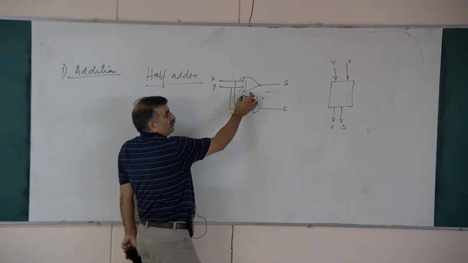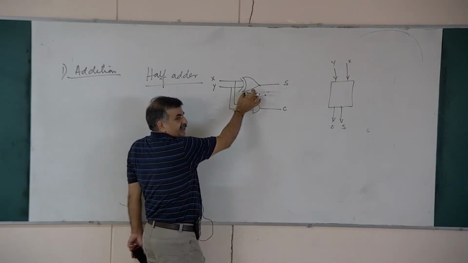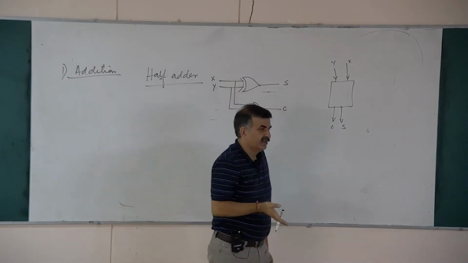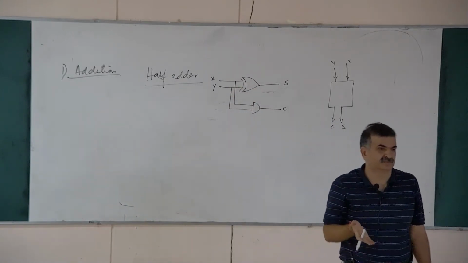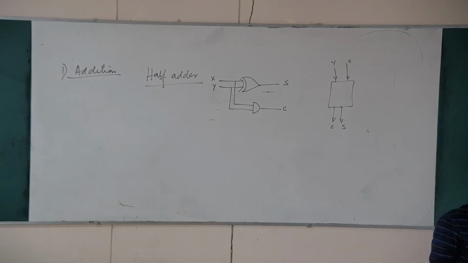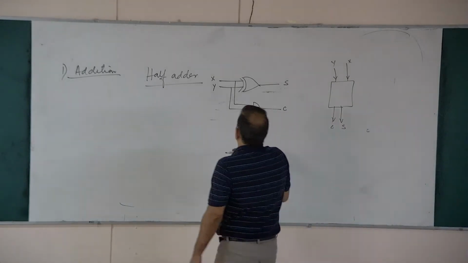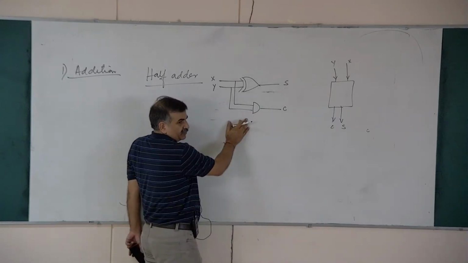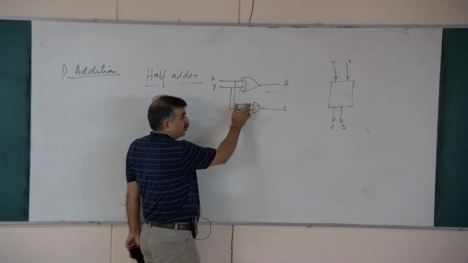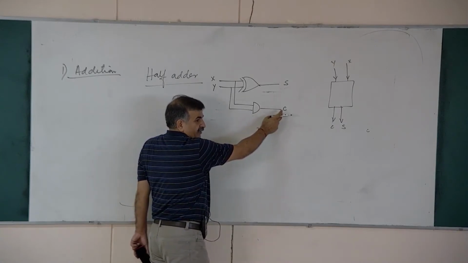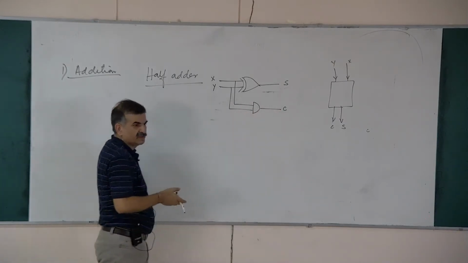We all know that this is an XOR gate, and an XOR gate works on similar and dissimilar inputs. When the inputs are similar, the output is 0, and when the inputs are dissimilar, the output is 1. Similarly, for the AND gate, we know how it works. When both the inputs are high, only at that point of time is the output high. Otherwise, the output is always low.